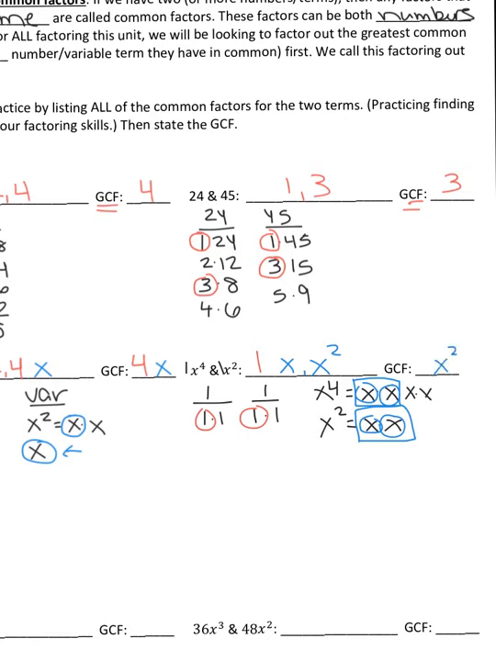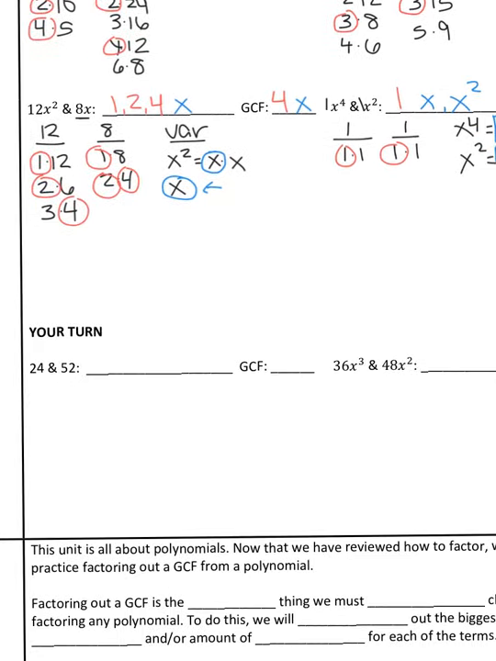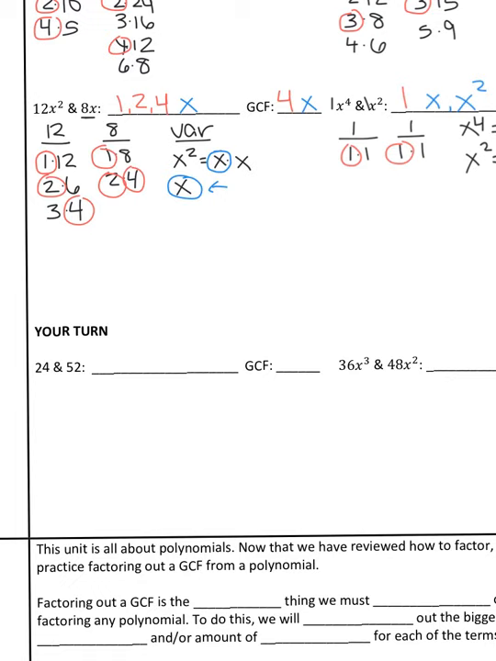If you wanted to put that 1 out front, you could, but we usually just write x squared. We don't put that 1 out front. So the GCF of x to the 4th and x squared is just x squared. All right, now you have two to do here. Go ahead and pause the video, find the GCF of 24 and 52, and then find the GCF of 36x to the 3rd and 48x squared.